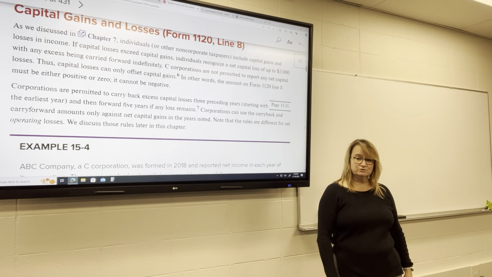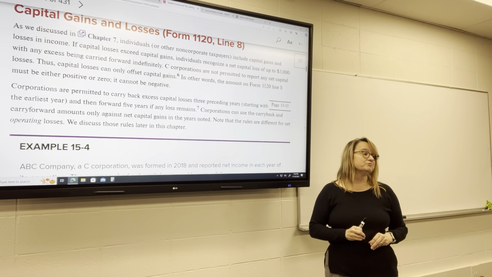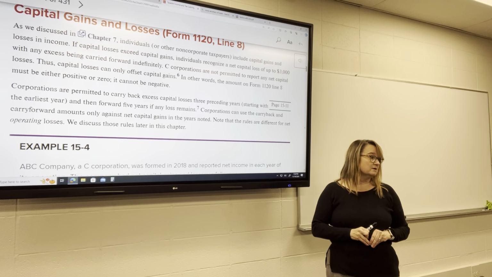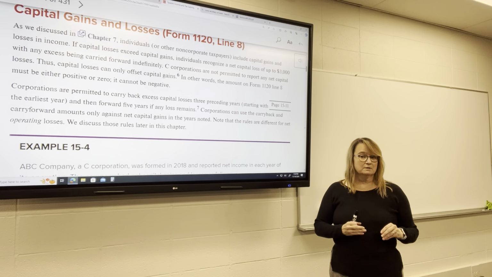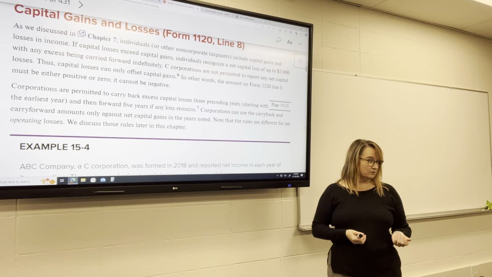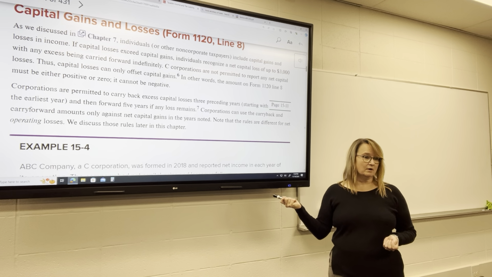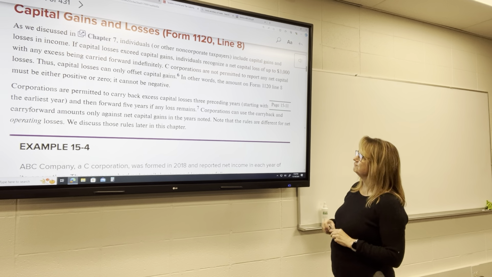This is another one of those areas that creates a difference between book and tax. Because if we have a capital loss for book purposes, that's going to be on our financial statements, right? If we experienced a loss on the sale of an asset, but we can't take that loss on our tax return, that's going to create a difference as well.